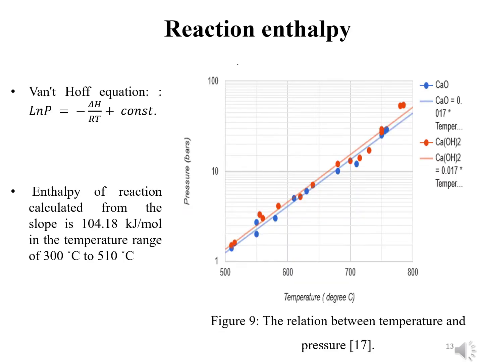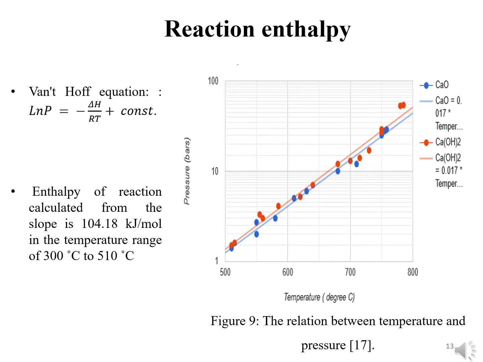Now the reaction enthalpy can be calculated from Van 't Hoff's equation, that is, logarithm of pressure is equal to the negative of change in enthalpy upon RT, where R is the gas constant and T is temperature, plus a constant. Van 't Hoff's equation has been widely utilized to explore the changes in state functions in a thermodynamic system. The Van 't Hoff plot, which is derived from this equation, is especially effective in estimating the change in enthalpy and entropy of a chemical reaction.